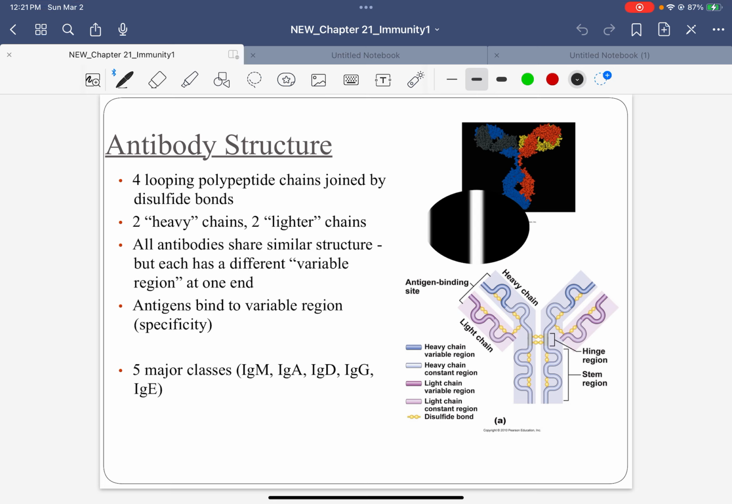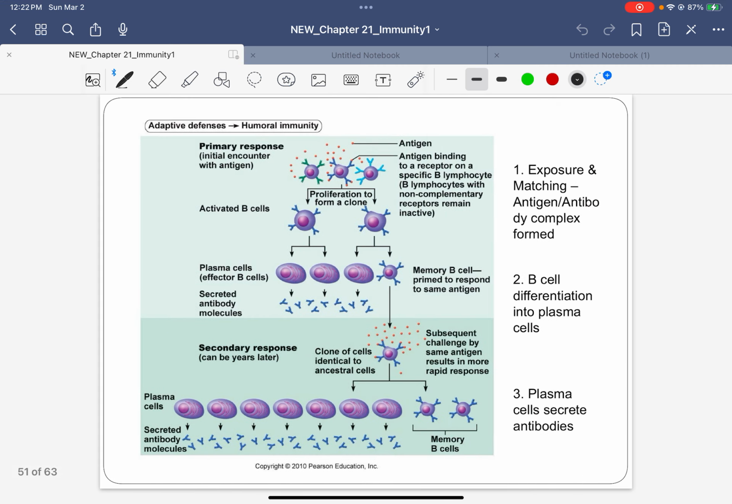Our next exam is going to include the blood vessels, lymphatic, and immune chapters. So here we go. We ended in lecture, and I tried to keep it very simple.